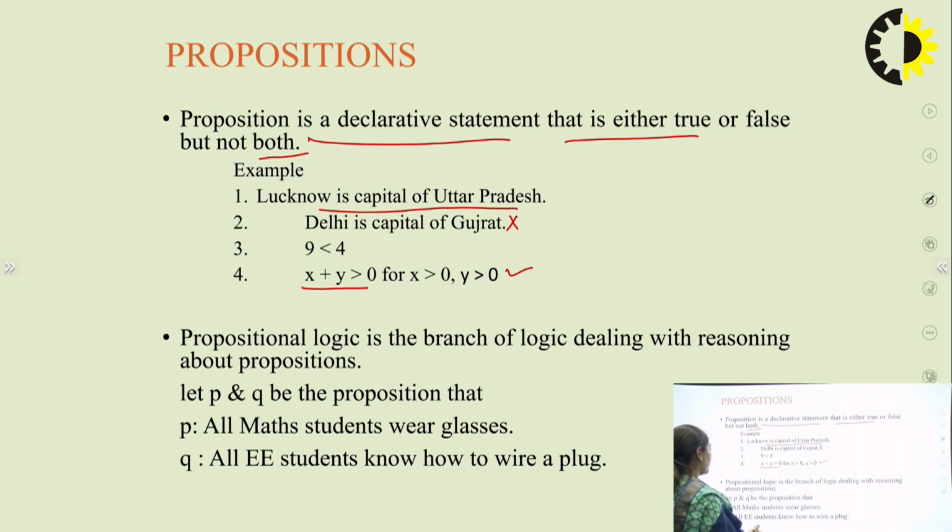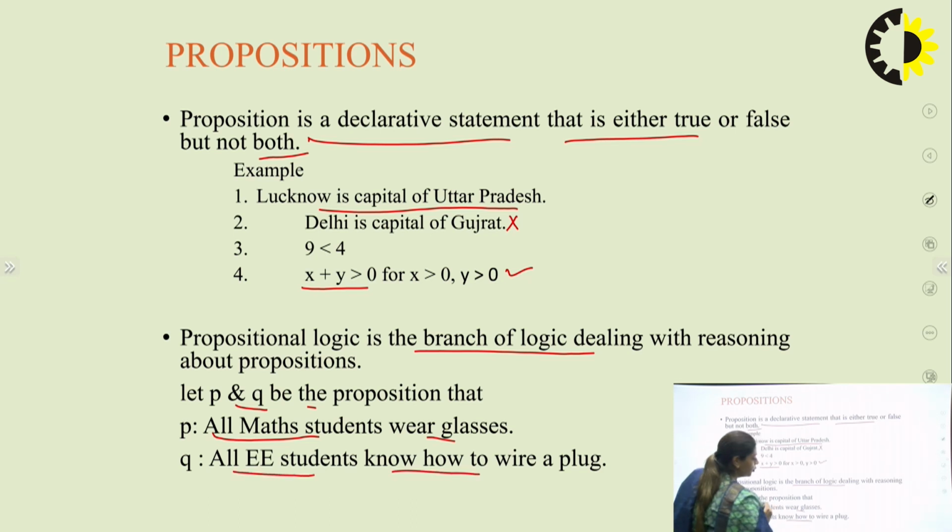Propositional logic is a branch of logic dealing with reasoning about propositions. Let P and Q be propositions, where P symbolizes "all math students wear glasses" and Q symbolizes "all EE students know how to wear a plug." We have to represent statements as propositions like this. With symbolic techniques we will check whether they are valid or not.